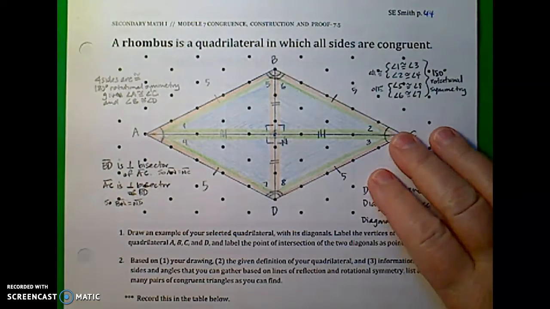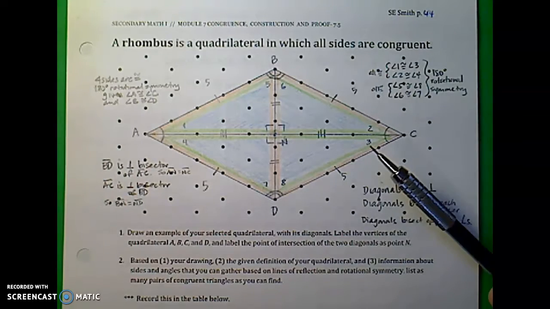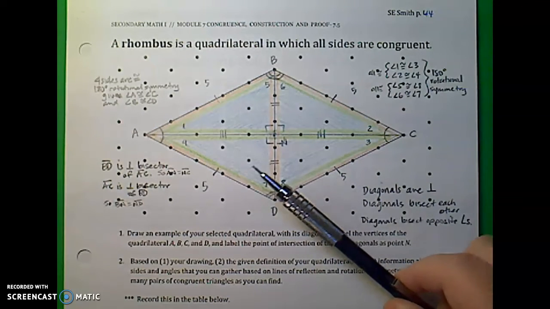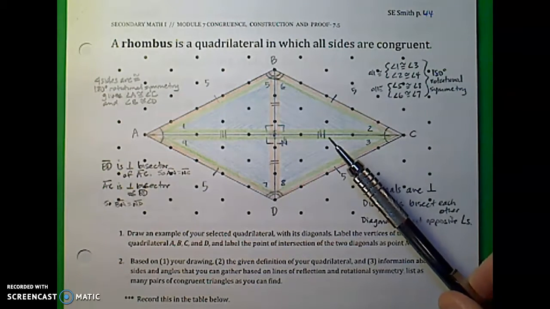I just want a quick review of the homework you had yesterday. This was page 44. You were supposed to try the rhombus. And these are my solutions. These are posted on Canvas.